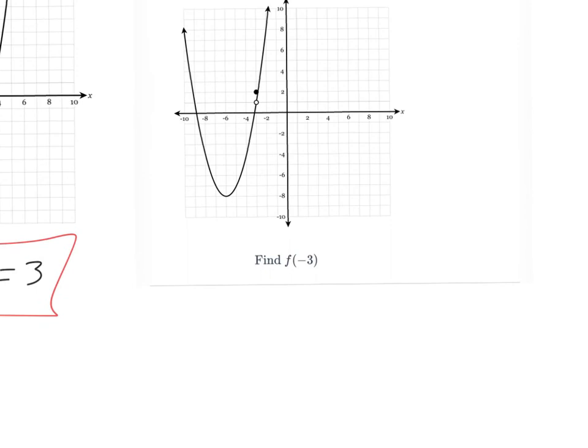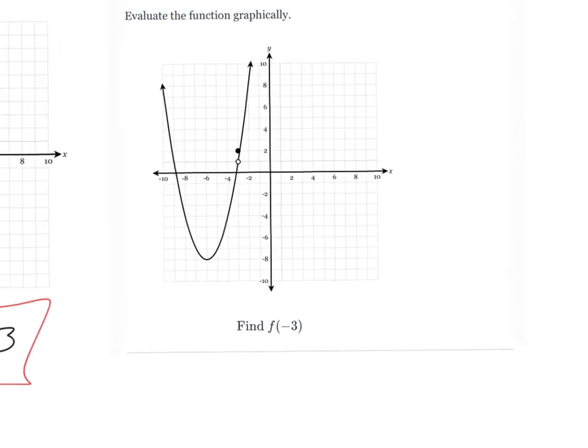Let's take a look at another one. Here we have a similar situation where we have a point that's been kind of removed and is outside of the normal situation, so parabola with one piece different there.